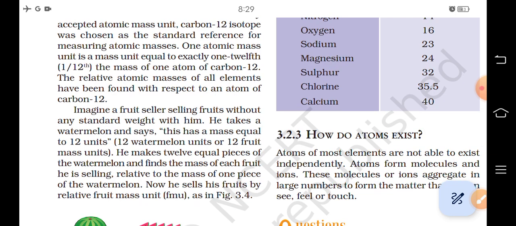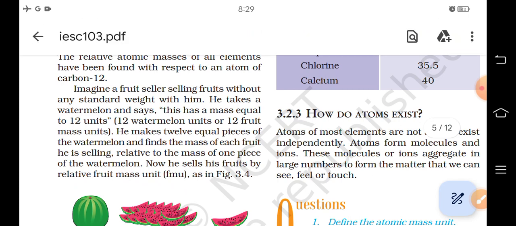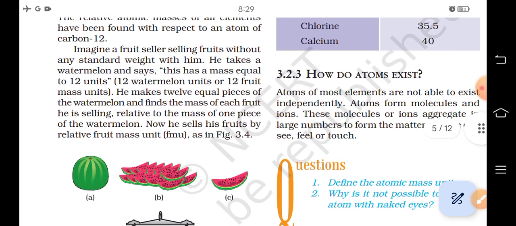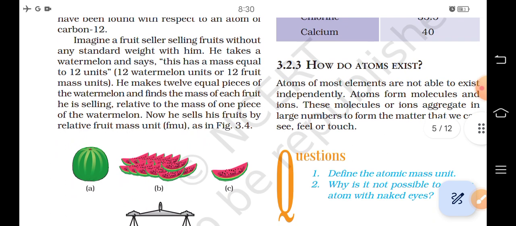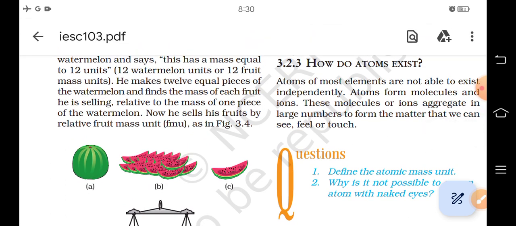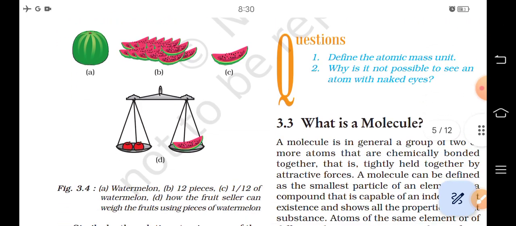Imagine a fruit seller selling fruits without any standard way. He takes a watermelon and says, "This has a mass equal to 12 units, 12 watermelon units, or 12 fruit mass units." He makes 12 equal pieces of the watermelon and finds the mass of each fruit he is selling relative to the mass of one piece of the watermelon. Now he sells his fruits by relative fruit mass unit, FMU, as in figure 3.4.